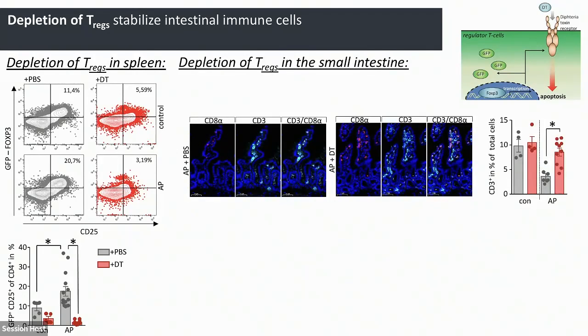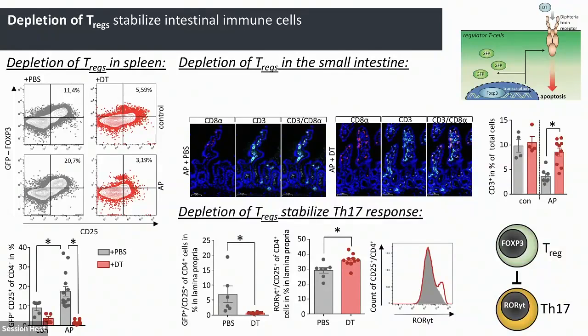Furthermore, we were interested, how do T cells behave in the intestinal system? And what we do again is we stain the intestinal system, and we see a dramatic reduction of T cells in the animals which receive PBS. In contrast, in animals which receive diphtheria toxin and have no regulatory T cells, we see a normal behavior of T cells in the gut system. And what we also see very clearly is that Th17 cells, which are prominent in the intestine, are stabilized in the animals with a lack of regulatory T cells.